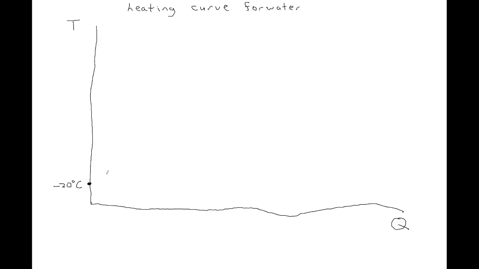Now, what phase will water be in at negative 20 degrees Celsius? Negative 20 degrees Celsius, that would be a solid. Yes, or also called ice. So it would be in the solid or ice phase. Good. Now, what does it mean as we move to the right? Moving to the right here means that we're adding heat. What do you think is going to happen to this ice at negative 20 degrees Celsius if we add a little bit of heat? How will it change?